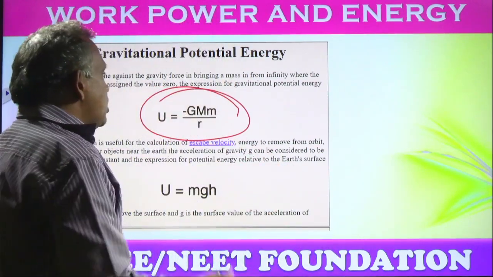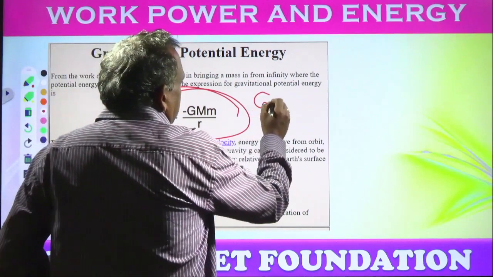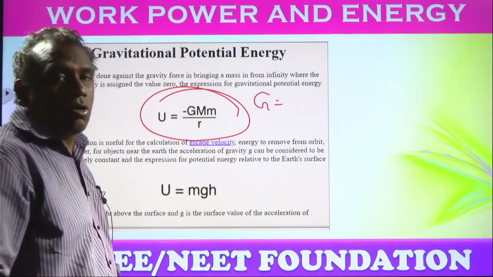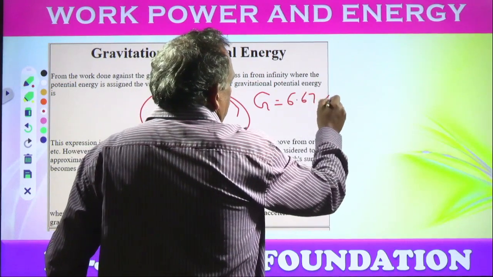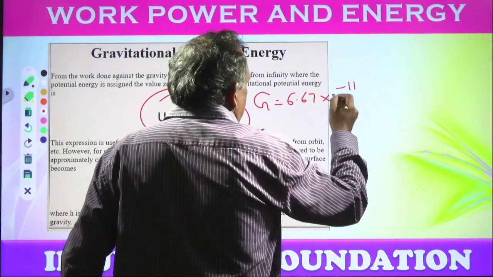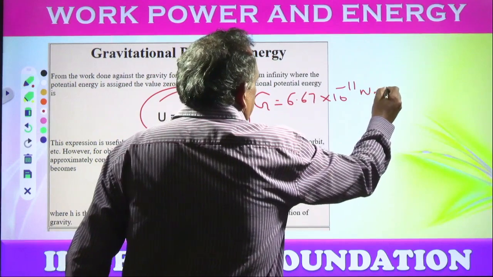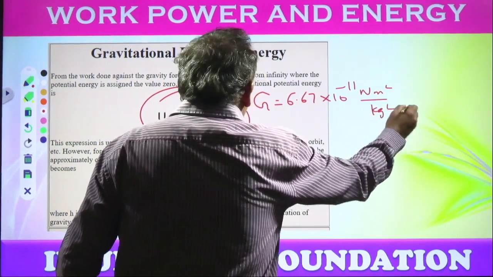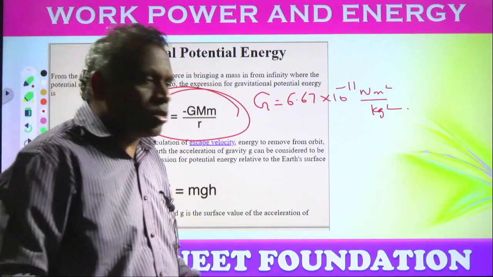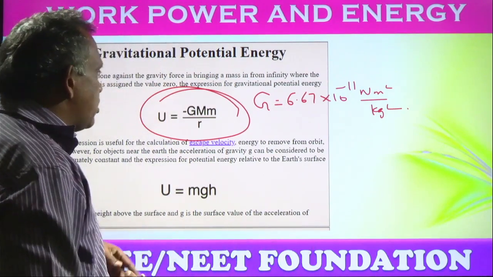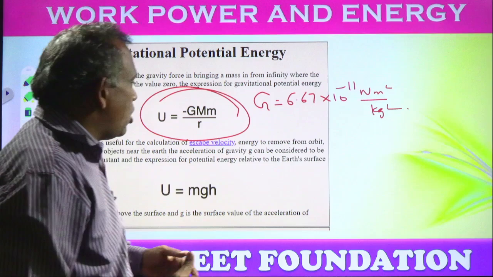The capital G value is 6.67 into 10 power minus 11. That is the gravitational constant, with units Newton meter square per kg square. Capital M is the mass of the Earth, and small m is the mass of the object.